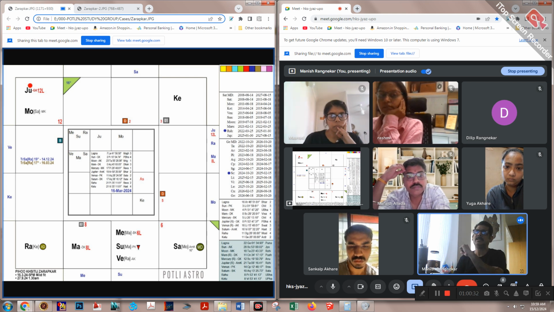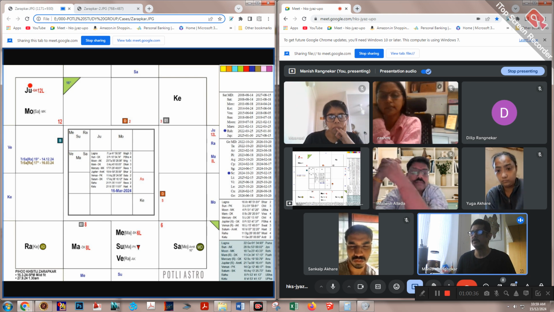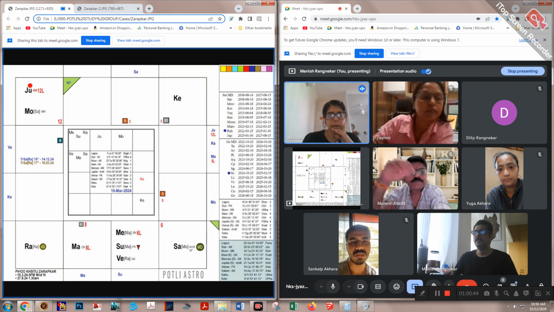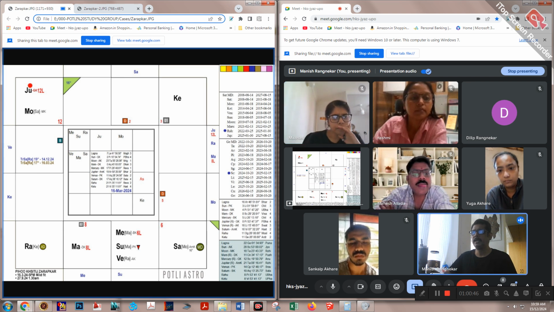That beach chart is the 16th March one, where I have written in blue right in the middle. Since you can see my mouse here, can you see the mouse move? Yes. So basically, the 16th of March 2024 chart is this one. This is the transit chart of 16th March.